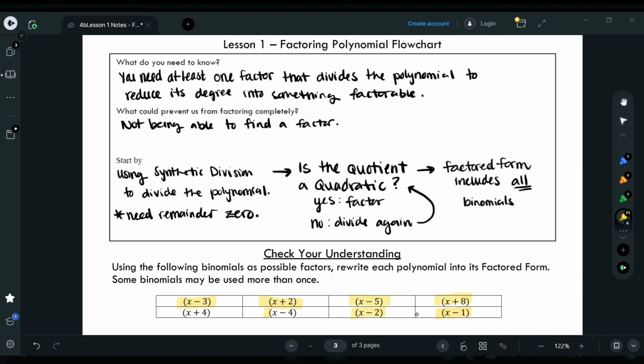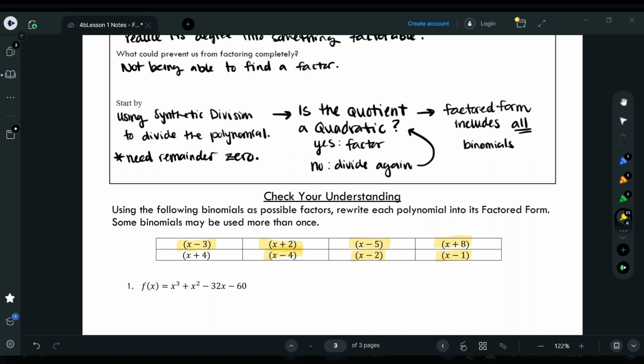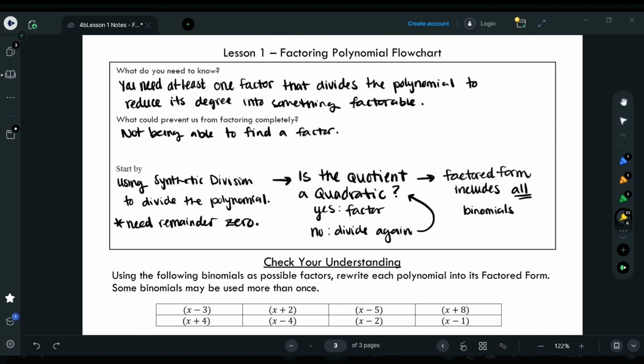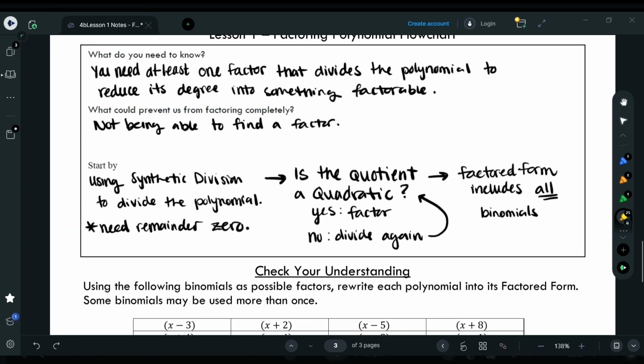And for these problems down here, some of these should work. But what happens if they don't work? What happens if you're not given any factors to check? Well, pretty soon we're going to learn a method to where we can identify potential factors. But for right now, you'll be given factors to check. Okay, and then here's the process.